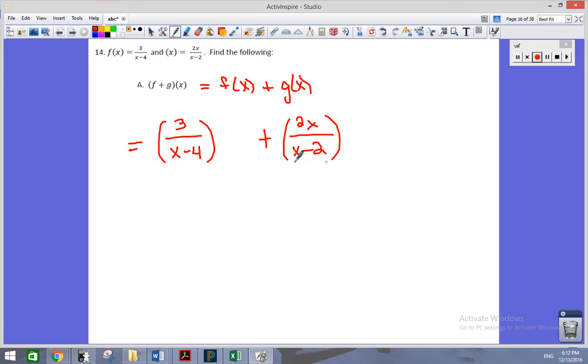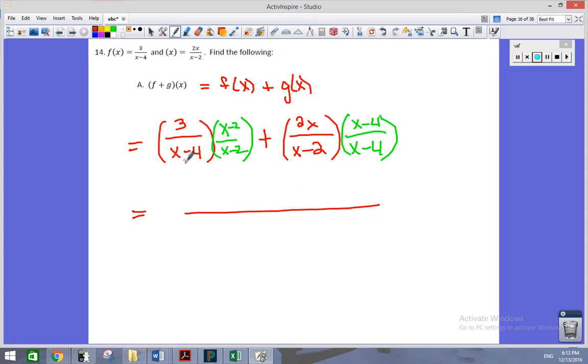But in order to add these fractions, I do need a common denominator. So I need to multiply this by x minus 2 over x minus 2, and I need to multiply this by x minus 4 over x minus 4. So I'm multiplying each one of these terms by the number 1, so it's not changing the value. But look at my denominator now. I have x minus 4 times x minus 2, and you can write x minus 4 times x minus 2 in any order. So this product is the same as this product. This denominator is the same as that denominator.